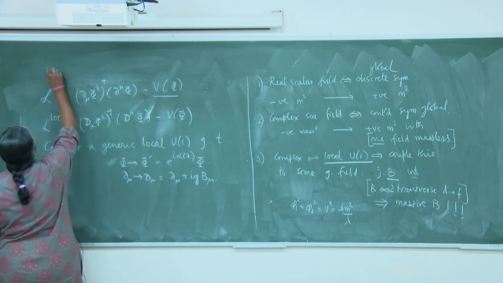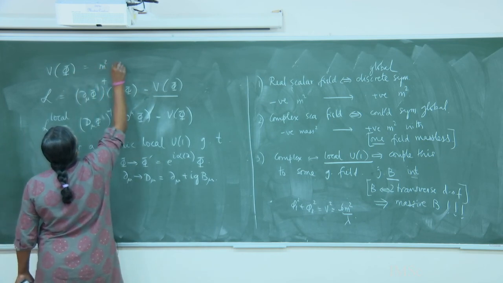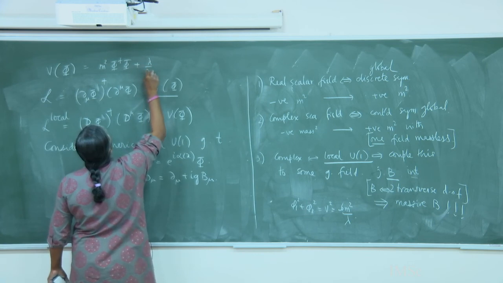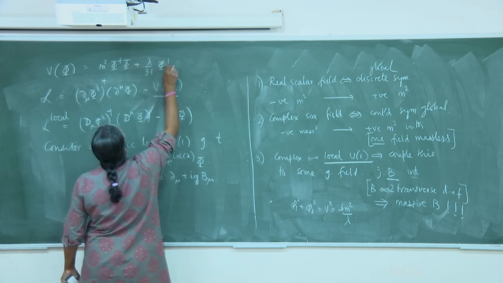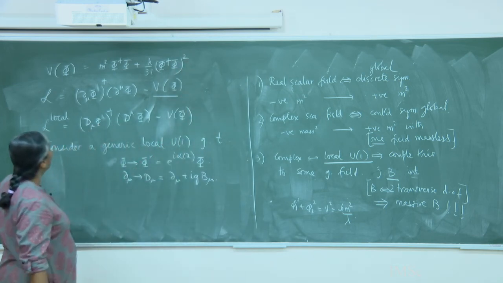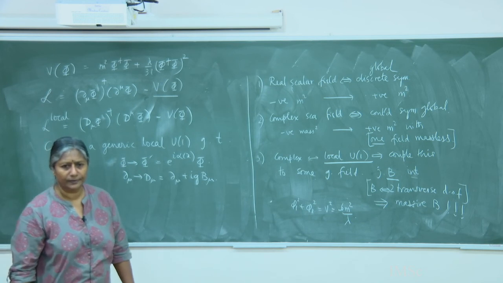So let me write V of phi, can you see this part of the board, is equal to m squared phi dagger phi plus lambda by 3 factorial phi dagger phi whole square. So there is no smell also of the gauge field over there, right? It is purely the phi field.